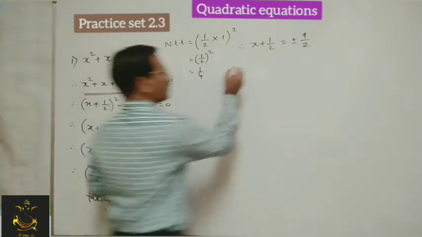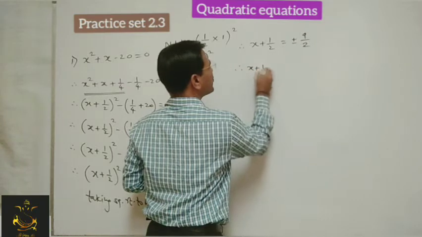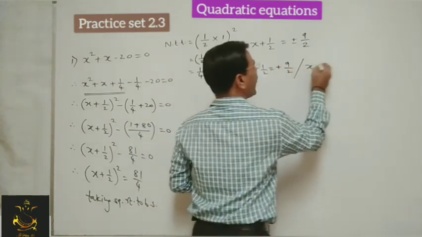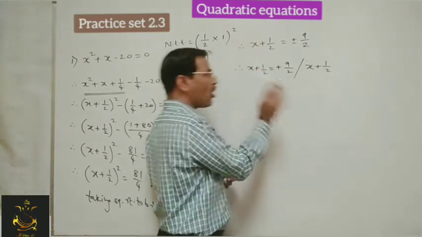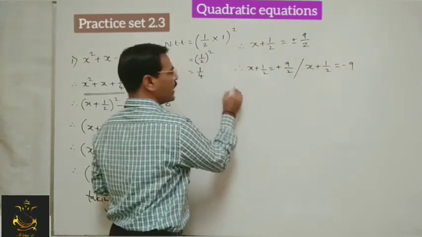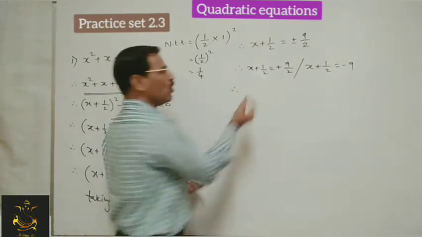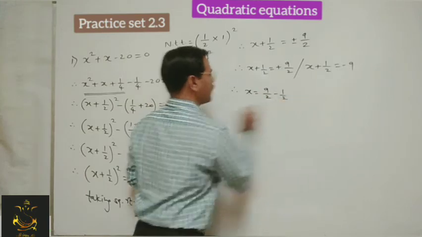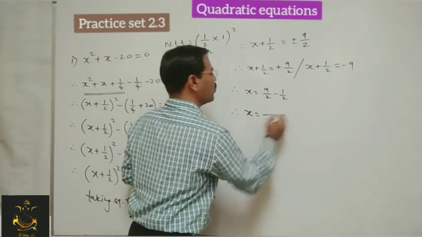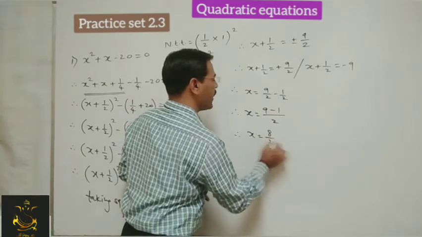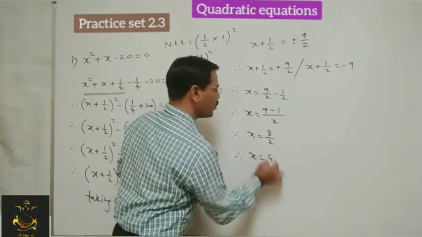Okay friends, now the next part. x plus half is equal to plus 9 by 2, and here it is or: x plus half is equal to minus 9 by 2. So try to simplify. We can get 2 solutions. So x equals 9 by 2 minus half. Here x equals 9 minus 1 over 2, so x equals 8 by 2. That means x equals 4.